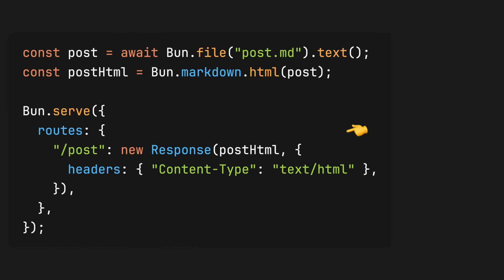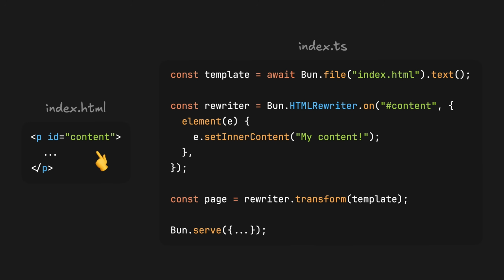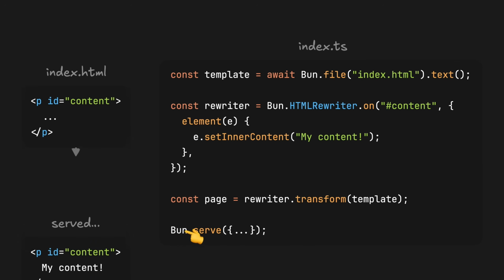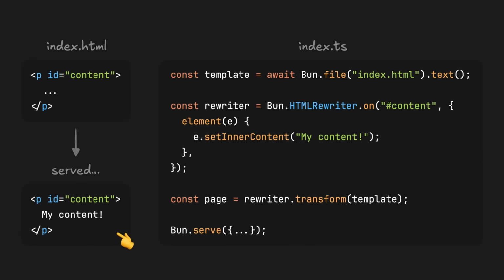You can also do simple templating with HTML rewriter. In our HTML here, we have a paragraph with the ID content. In our TypeScript file, we load in that HTML as text, then we create our rewriter object, which finds anything with the content ID and changes its inner content. We then transform our template and can serve it from our routes like before. The end result is serving a modified version of our index. You can use this rewriter statically or dynamically if you wanted to, say, serve different content to different users.